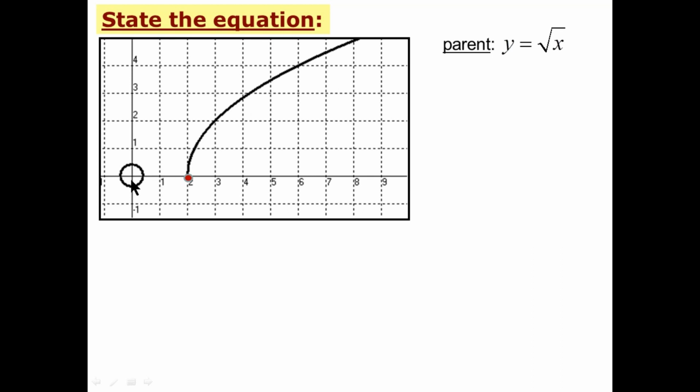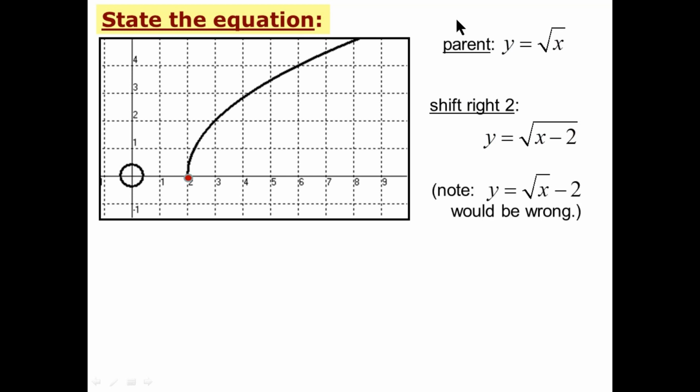Great. Now this one has been shifted to the right too, because normally that vertex would be at the origin. So at the input station, from our previous lesson, we have to take this parent and shift it to the right 2, like this. At the input station, it's x minus 2. Notice this would be wrong because this minus 2 isn't in the input station. It's outside this root sign.